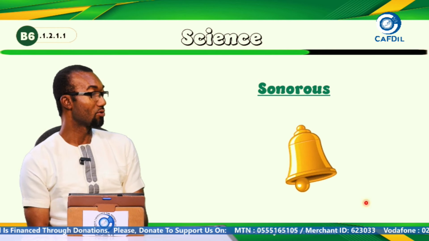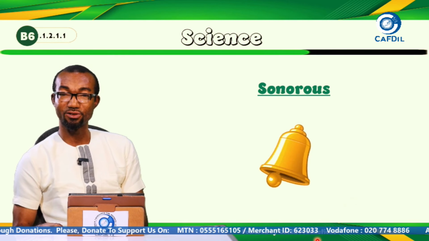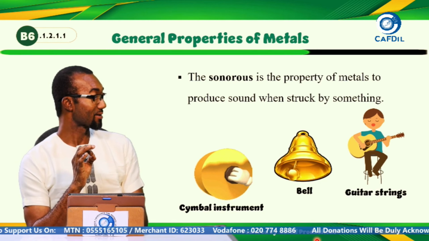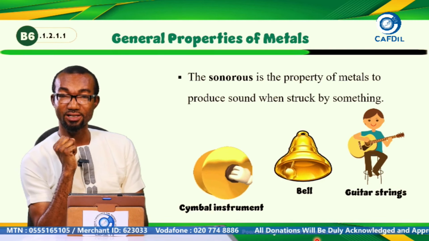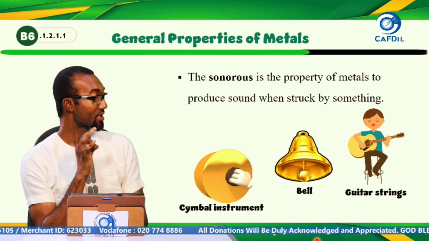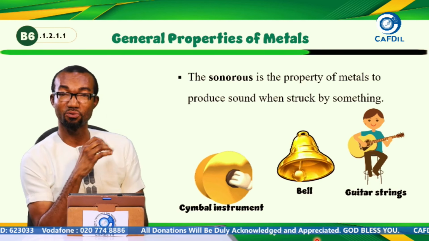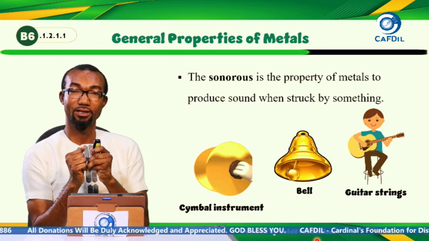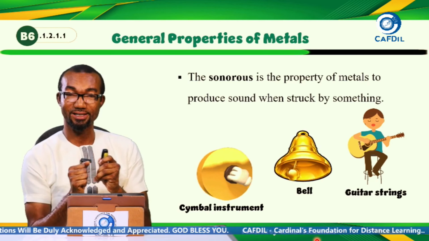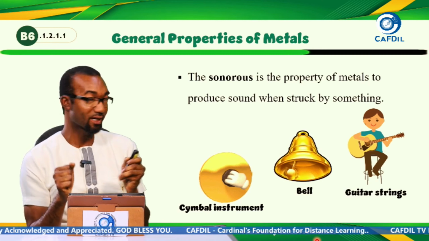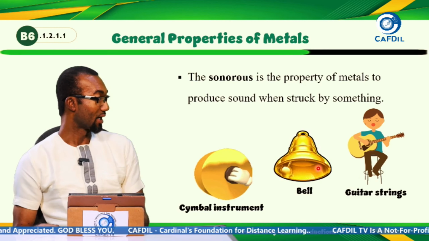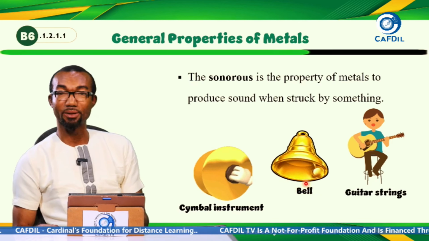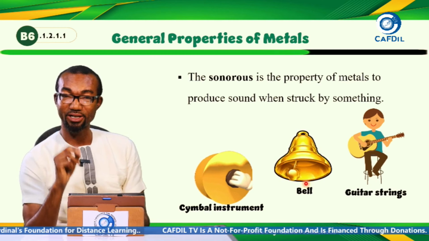Now let's go to sonorous. When we say a metal is sonorous, what does it mean? Sonorous metals are metals that produce sound when struck by something. So sonorous is the property of metals to produce sound when struck by something. So this cymbal instrument, when I hit it together, it will make a sound. This ball, like a pendulum in the bell, if it hits the sides of the bell, it makes noise. That means that that metal is sonorous.